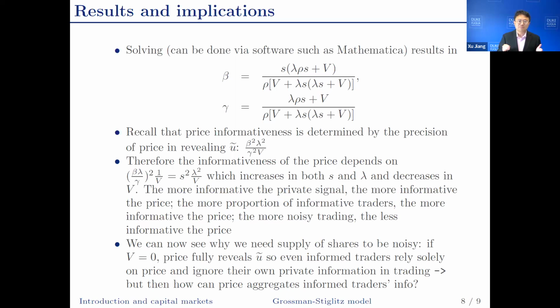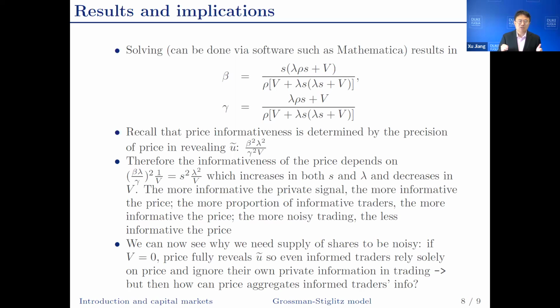And we can now see why we need the supply of shares to be noisy. Suppose the supply of shares is not a random variable, which means that the variance is zero. Then in that case, price informativeness is infinite, which means that the variance of price is going to be zero. So in this case, price is going to fully reveal U, which means that the informed traders don't need to rely on their own private signal because their own private signal is just a noisy signal about U. But price now fully reveals U. So they just rely on price. They don't use their own private information in trading.